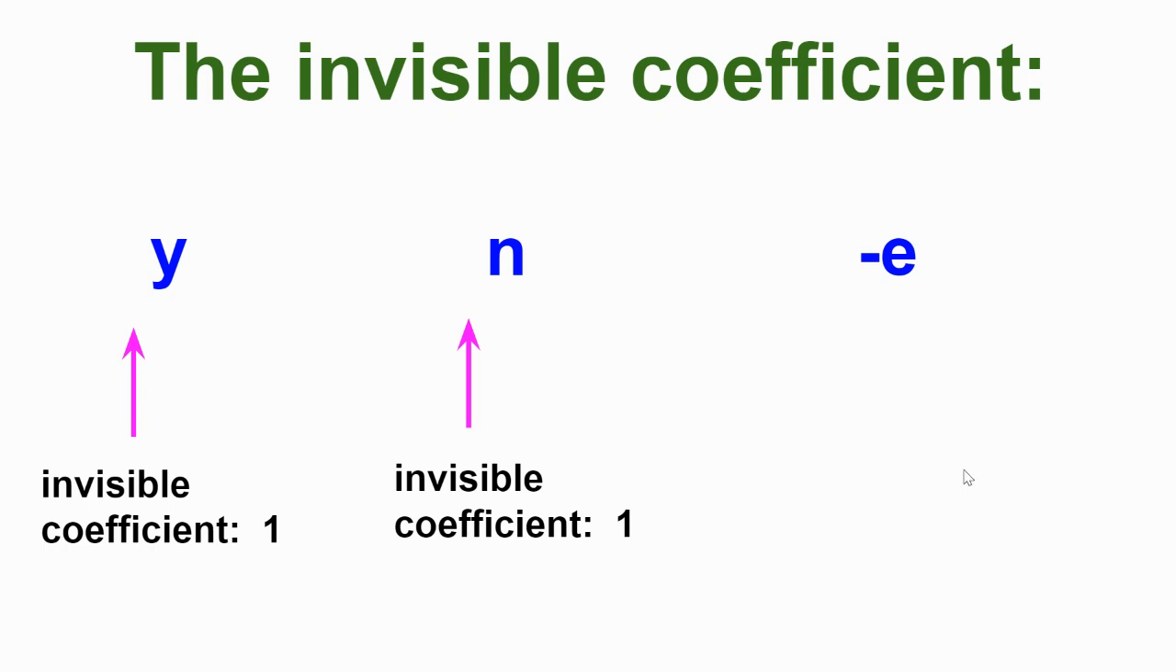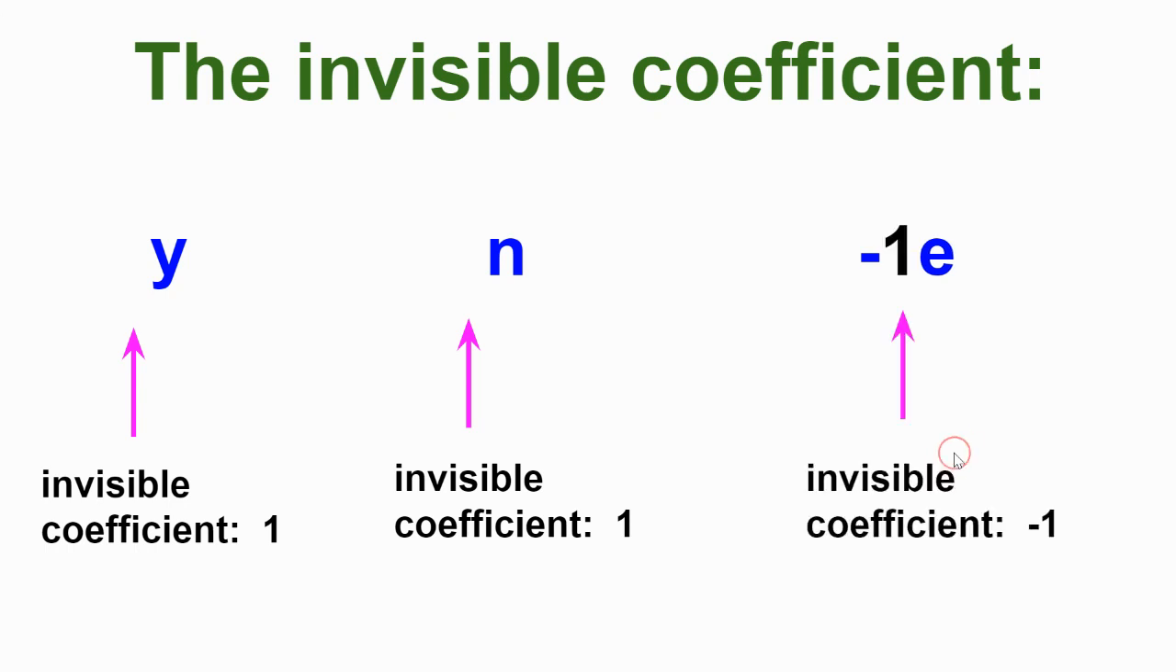And how about negative e? I think you're getting the idea. There's a negative 1 there, not a 1, positive 1. It's a negative 1 now because you have that negative e. It's really a negative 1e. So what's the invisible coefficient? Negative 1. Right? But really, we don't have to write it. It's right there, but we don't have to write it. Invisible coefficient, it's either 1, or in e's case, it's negative 1.